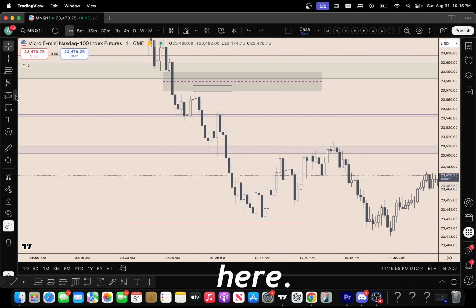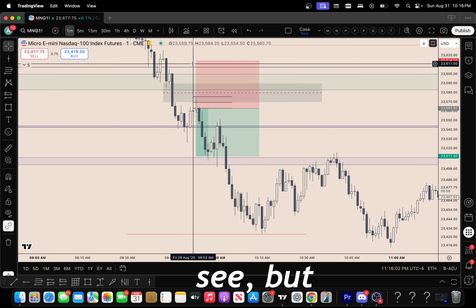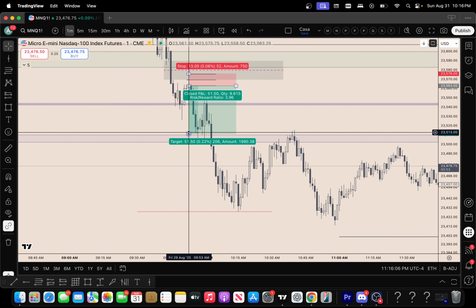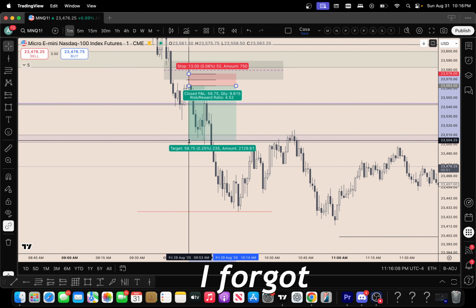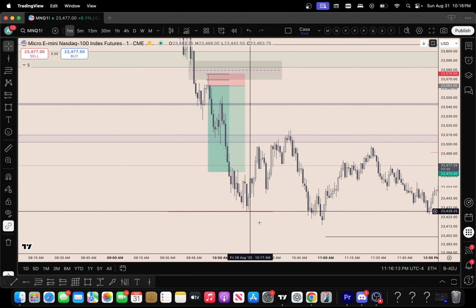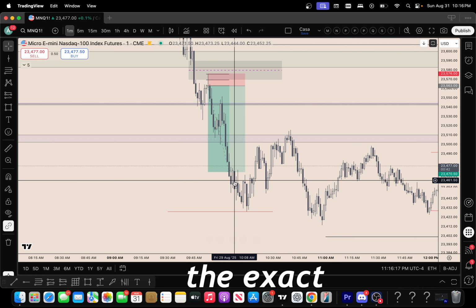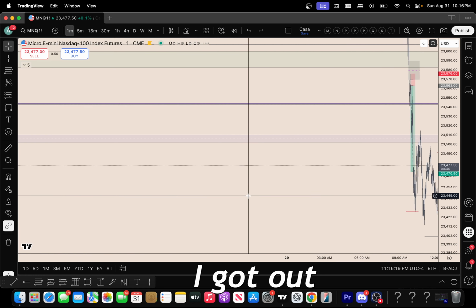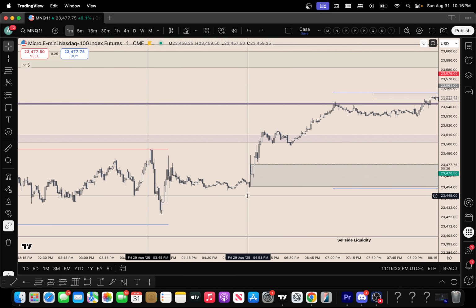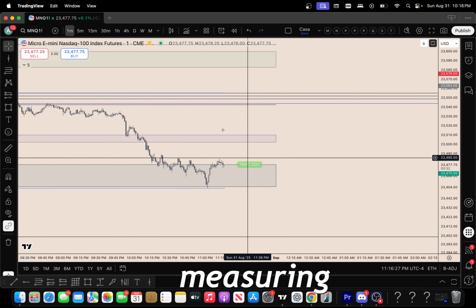Entry was right here. I'll plot out the exact trade so it's visually easier to see, but stops at the 1. I forgot my exact take profit, to be honest. Somewhere around these lows. I got out way before this retracement, so I forgot the exact point of interest that I got out. POI, but yeah. Check if it's still this sell side right here because we're coming off of a measuring gap.